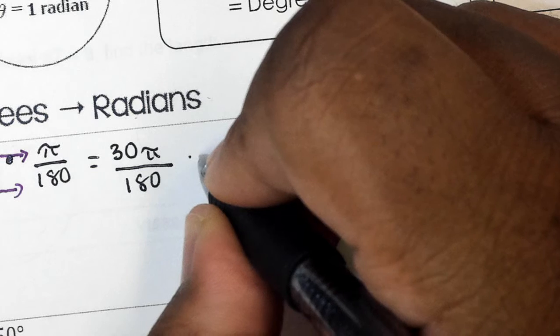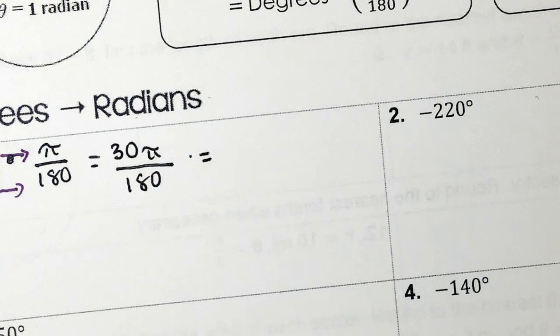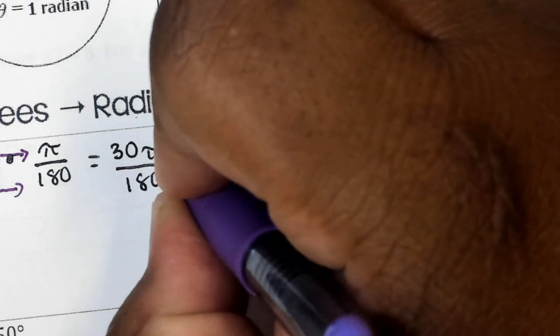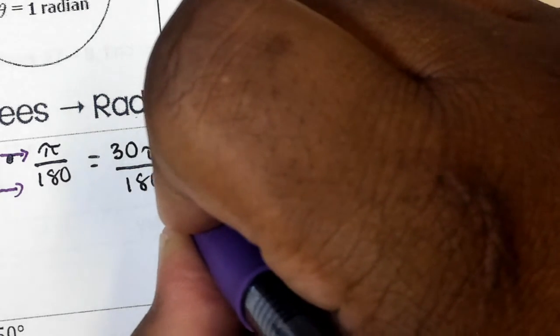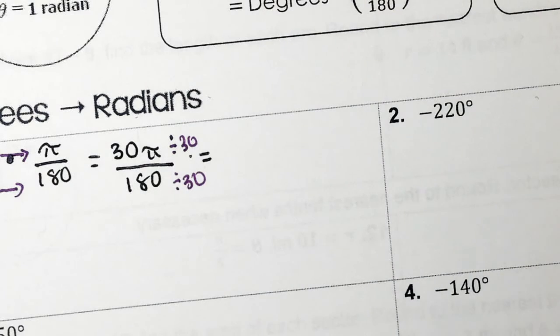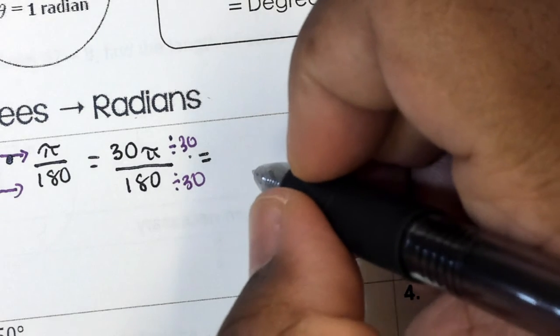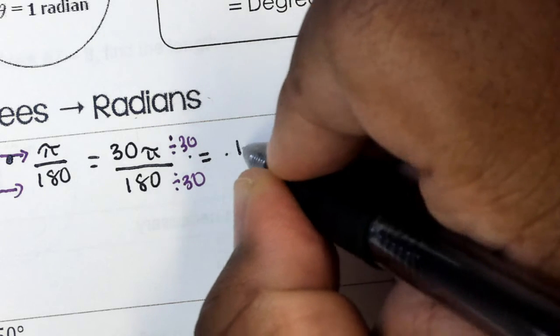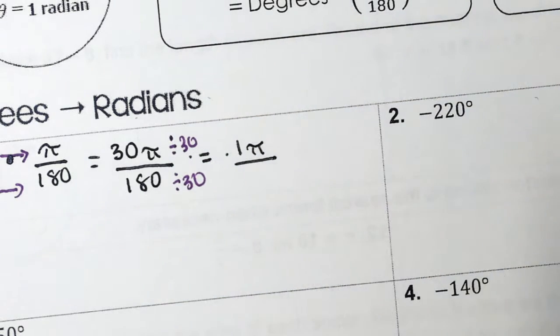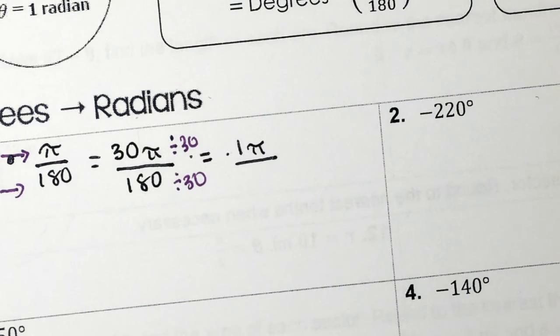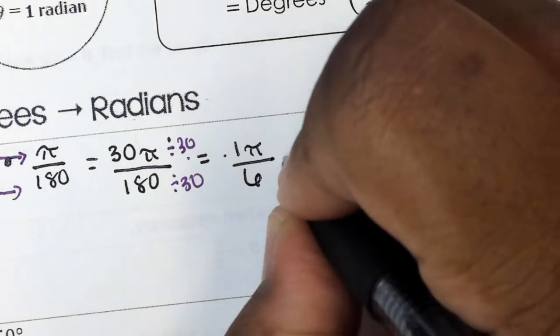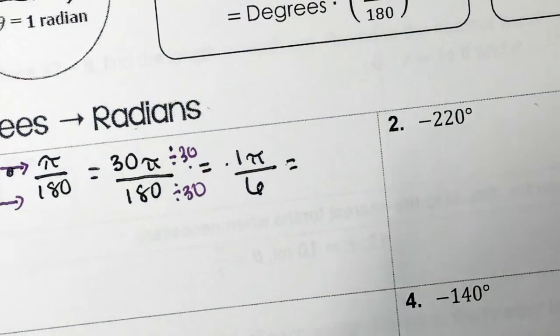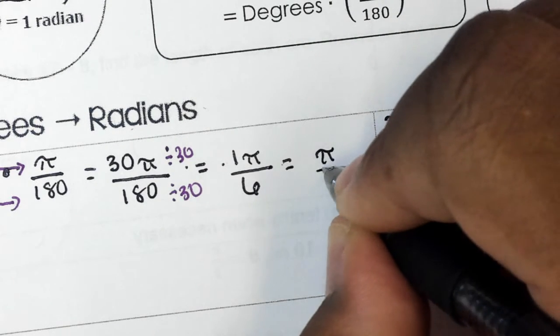Let's try to think of big numbers today, so I won't be here all day reducing. What's the biggest number you could think of to reduce these two? Yeah, 30 will go into both of these. 30 will go into itself, and it'll go into 180. On top, 30 divided by 30 is 1, so 1 pi. On the bottom, 180 divided by 30 is what? 6. Last thing is, if it's ever a 1 on top, we don't write that. We would just write it as pi over 6.